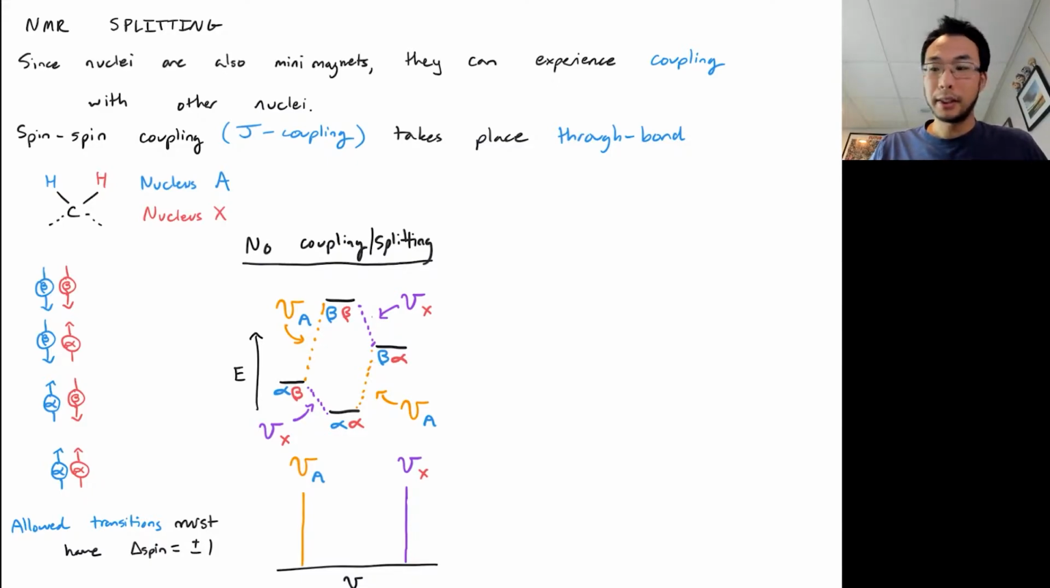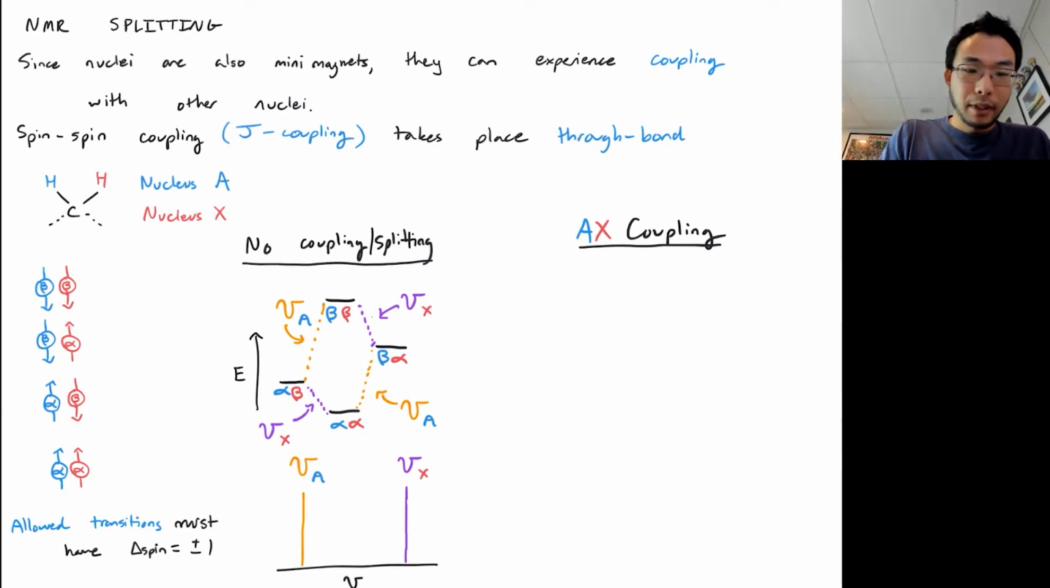So now let's look at a situation where nucleus A and X do couple together, and so that is called AX coupling. So what happens there is that, I'm going to have my new energy levels here, and I'm going to overlay them on the original. What happens is that two of the energy levels are increased, the alpha alpha and beta beta. That's because those spins are coupled, and so having them aligned together, it turns out to increase energy a little bit. And then the other two energy levels are decreased in energy because now they're opposed spins. So this is just something that happens and we'll accept.